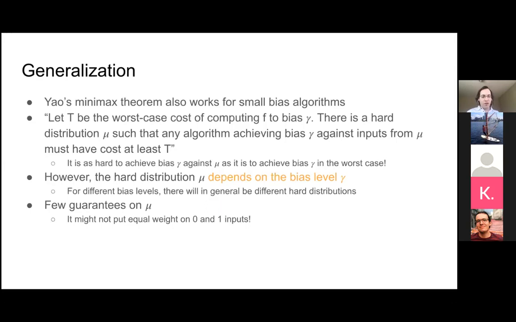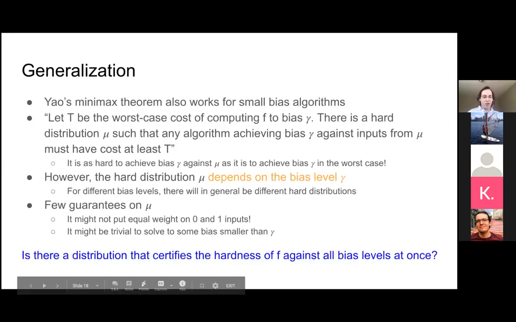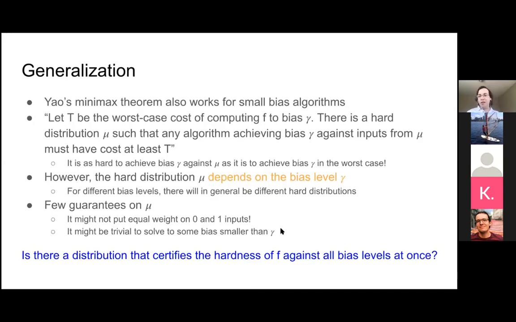So you have to do extra work to start with the distribution mu and impose whatever conditions you wanted on it. In particular, mu might be trivial to solve to a bias smaller than gamma. It certifies hardness to bias gamma, but what about bias gamma over 2? Maybe it's totally trivial. In fact, maybe you don't need to look at the input because mu is not balanced on 0 and 1 inputs. So this is the question we were asking: is there a distribution that certifies the hardness of f against all bias levels at once? Can you do Yao's Minimax, but uniform across the bias levels?